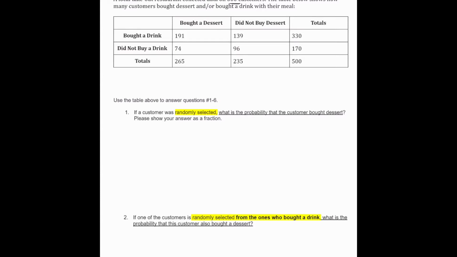So if we look at this table, we'll see that they surveyed 500 people. From those people, 191 people bought a dessert and also bought a drink, whereas 74 people only bought a dessert but did not buy a drink. So in total, 265 people bought a dessert. And we could go through and read the whole table like that. So if we were looking at who bought a drink, 191 people also bought a dessert. But who bought a drink and did not buy a dessert, that would be 139 people. In total, 330 people bought a drink, while 170 did not. So we're going to use this table to answer the questions below.